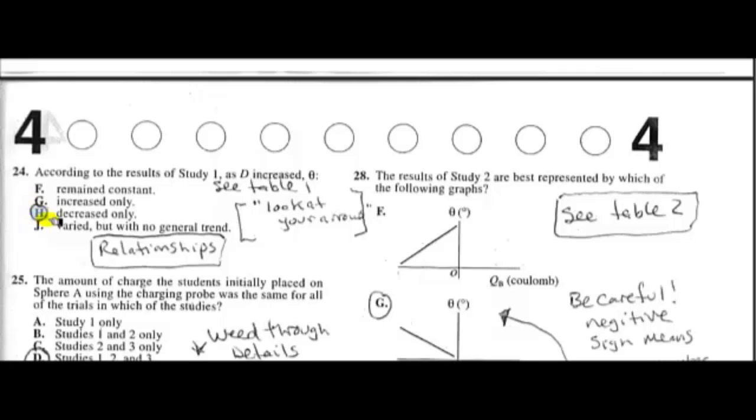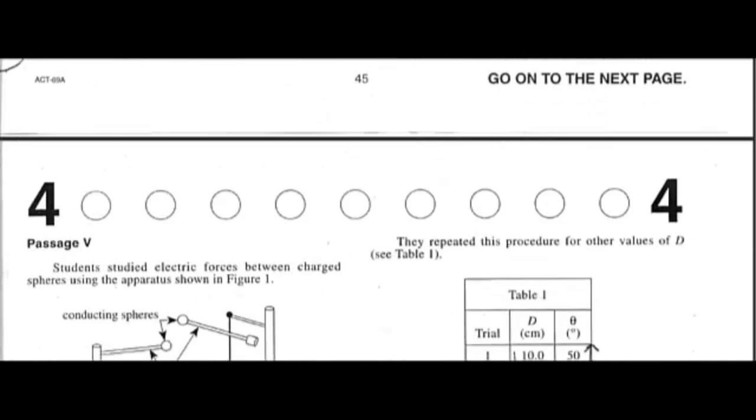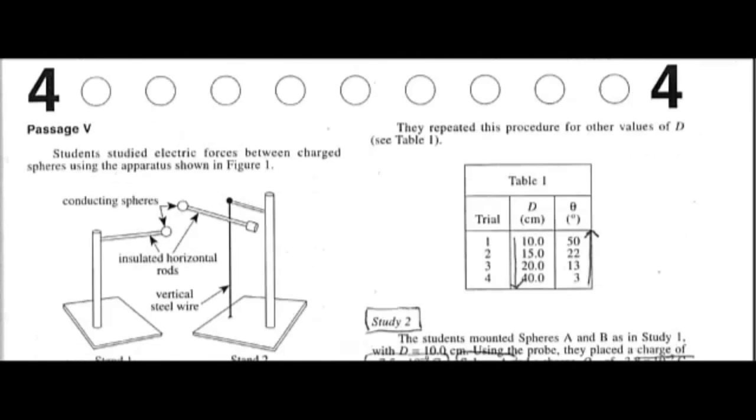Remember, whenever you see a chart with numbers in it, go ahead and put your arrows in there. It's a lot easier for you to understand the material when you see your arrows. H is the correct answer. D is increasing, theta is decreasing. Once again, when you look at your arrows in the chart, you see arrow going down, arrow going up.